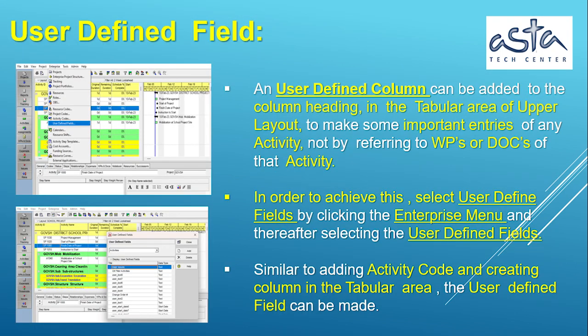User-defined fields. A user-defined column can be added to the column heading, in the tabular area of the upper layout, to make some important entries of any activity, without referring to WPs or DOCs of that activity. In order to achieve this, select user-defined fields by clicking the Enterprise menu and thereafter selecting User-Defined Fields. Similar to adding an activity code and creating a column in the tabular area, the user-defined field can be made.